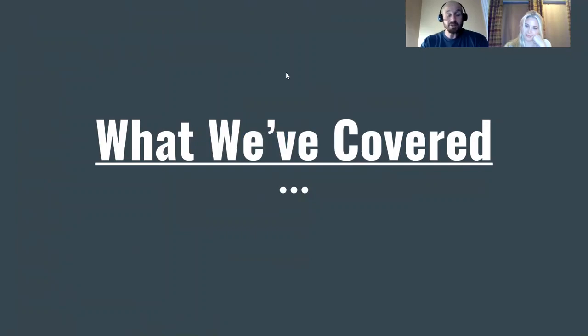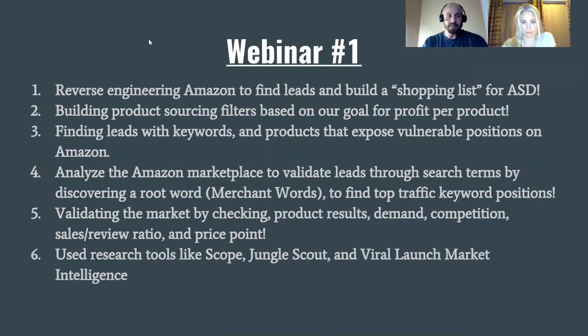Mm-hmm. Okay, so what we've covered. I just want to go over a quick recap of the steps we've gone through in the first parts of the webinar. In webinar 1, all the way back at the beginning, we talked about reverse engineering Amazon to find leads and build a shopping list for ASD. We also talked about building product sourcing builders based on our goals for profits per product. We talked about finding leads with keywords and products that expose vulnerable positions in the Amazon marketplace, right?